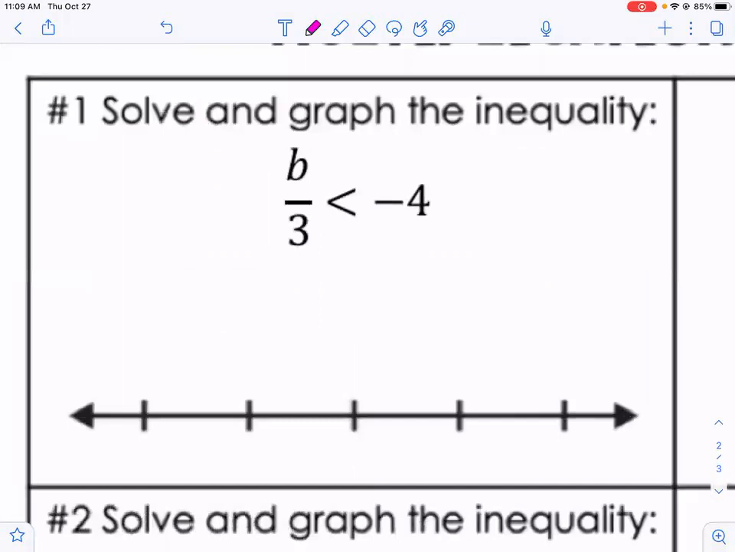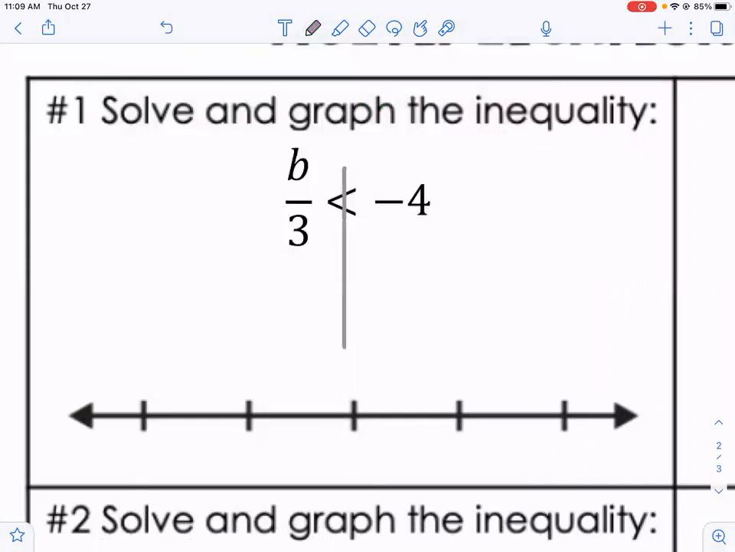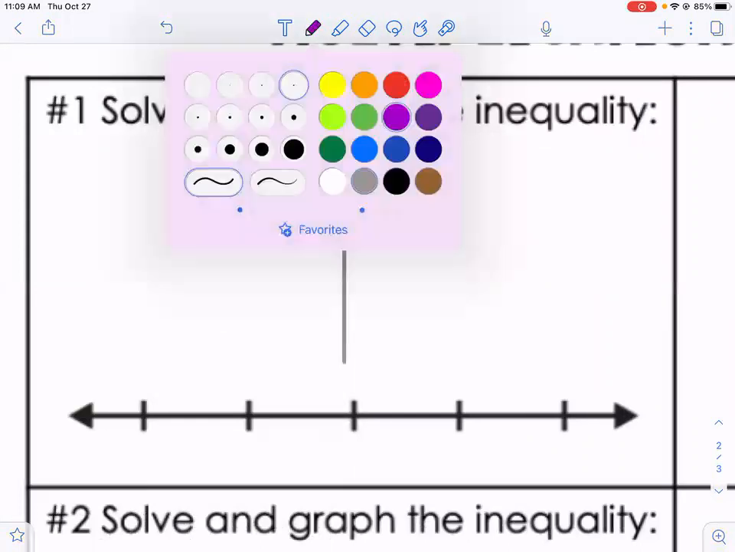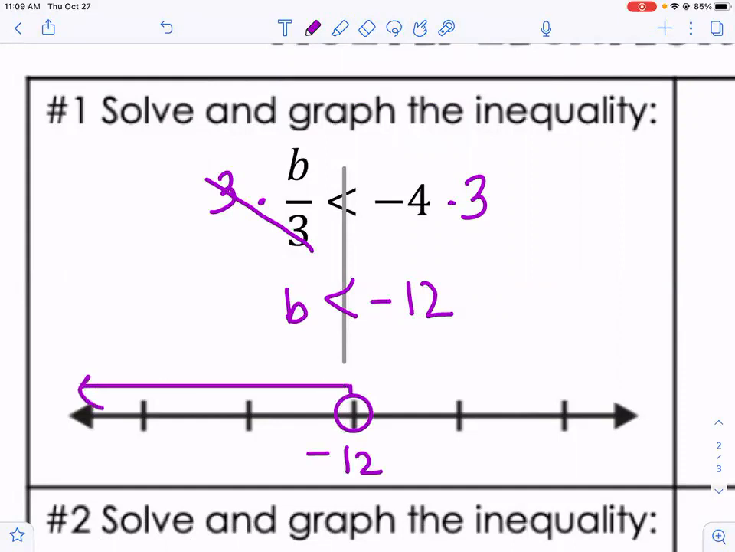All right, Cordell, what do we do in number one? Multiply the 3. So B is less than 12? Negative 12. Okay, so open circle. You feel good with Cordell's answer right there? Okay.